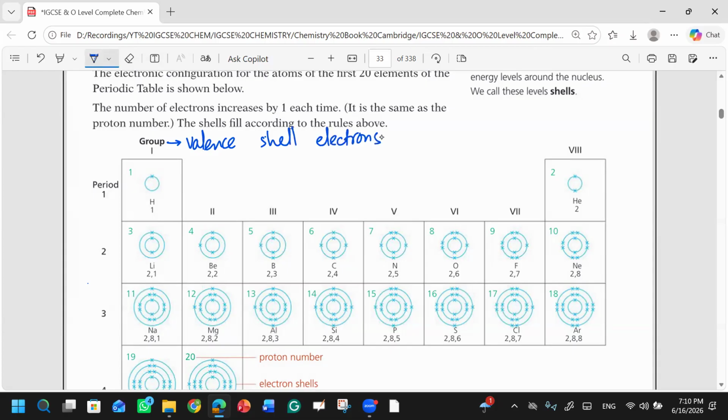Okay. What about periods? Periods tell us how many shells there are.